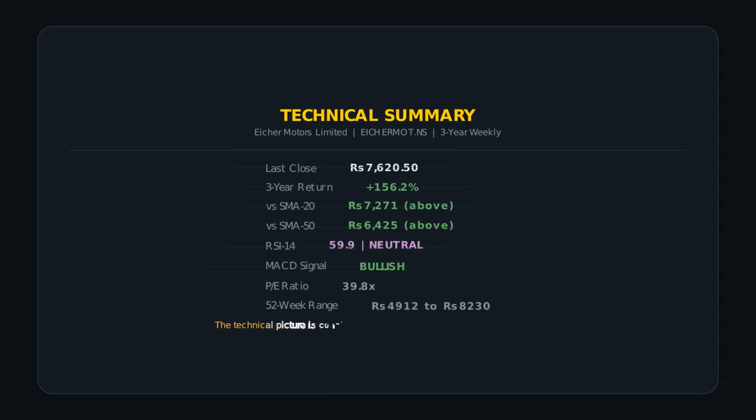Here is the complete technical summary for Eicher Motors Limited. The stock has returned plus 1,562% over 3 years. RSI is 59.9 neutral. MACD is bullish. Price is above the 50-day moving average. The technical picture is constructive. Multiple bullish signals are aligning.